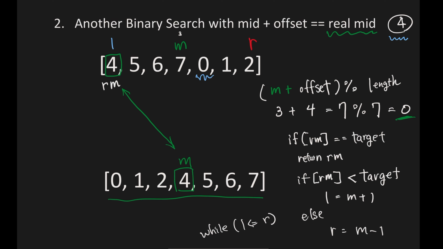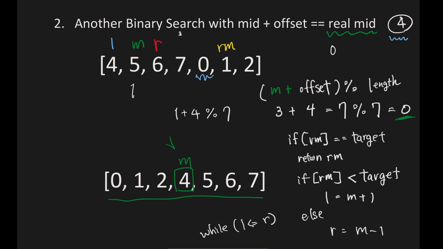For this example, the value at the real midpoint, number 4, is greater than the target, in this case 0. So we're going to move the right pointer to m minus 1. And the next midpoint will be here. And we're going to do an offset again. In this case, the index 1 plus offset 4 modulo 7 is 5. So the real midpoint will be at 1, 2, 3, 4, 5 here.